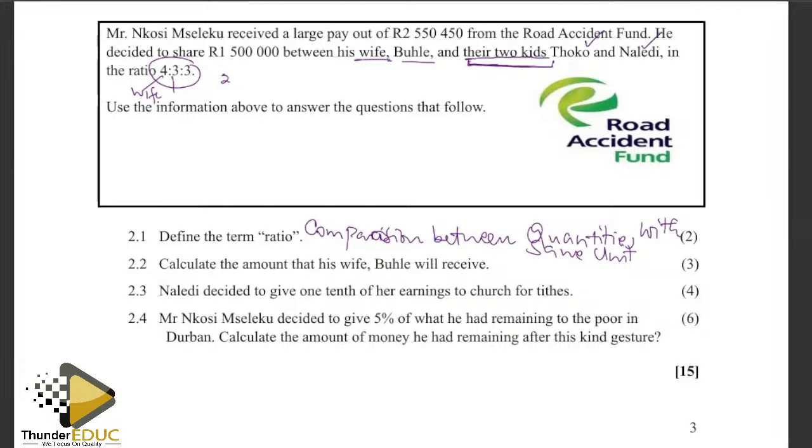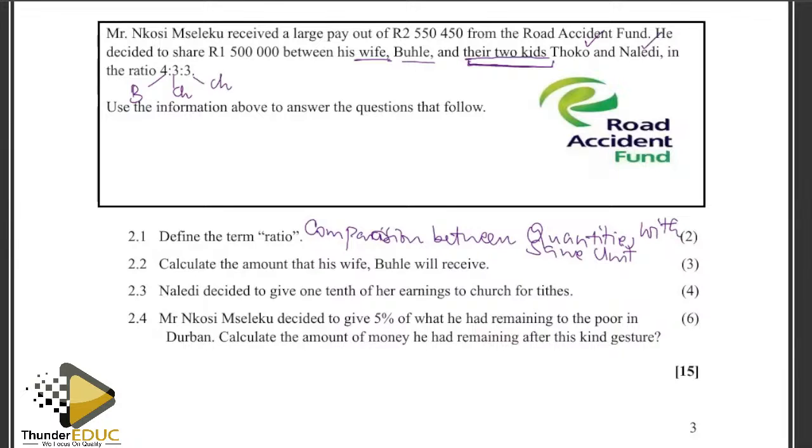Oh, wait. The wife is called Boutle. So that means this is Boutle, the wife, one for the first child and the other child, because it says wife Boutle and the two kids. And here it comes: calculate the amount that his wife Boutle will receive. So she receives 4 out of what? Anyway, let's first add up the ratios. 4 plus 3 plus 3. This becomes 10. You see that?